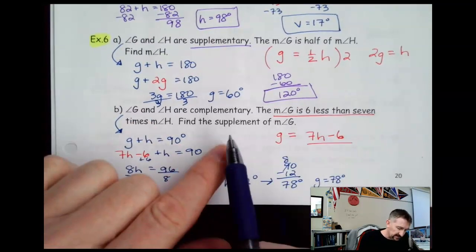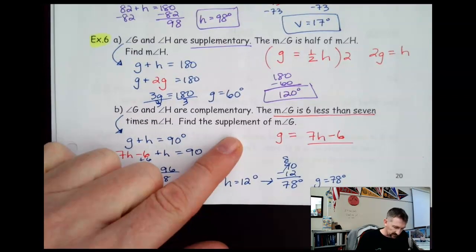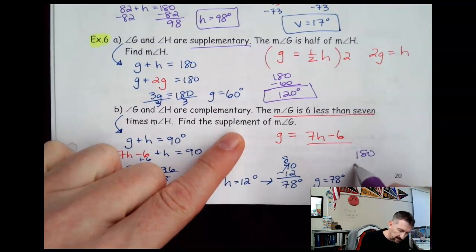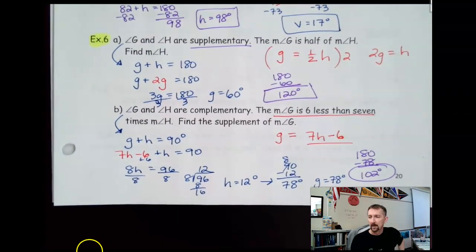Now the question said, what's the supplement of g? So they're getting pretty tricky here. So the supplement of g, so that means add up to 180. So 180, and the supplement of g is going to be 102. And we give partial credit along the way there.